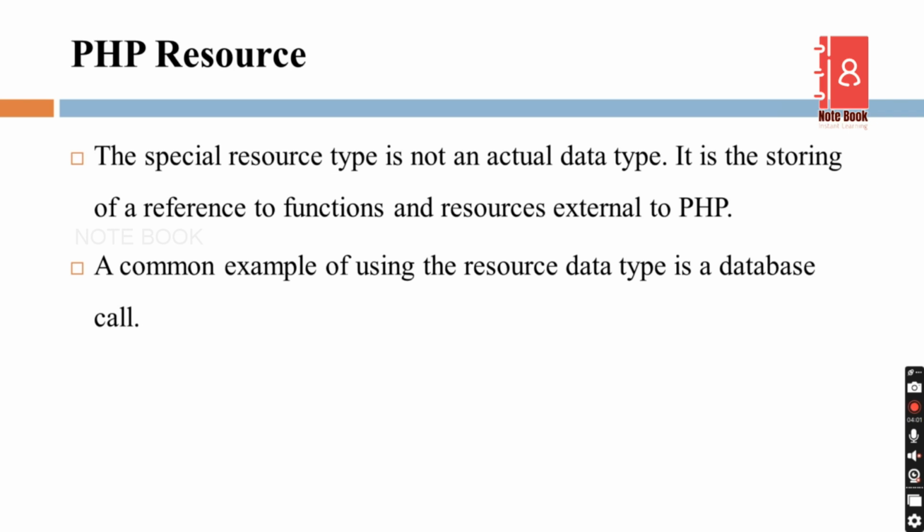PHP resource. The special resource type is not an actual data type. It is the storing of a reference to functions and resources external to PHP. So a common example of using the resource data type is a database call.